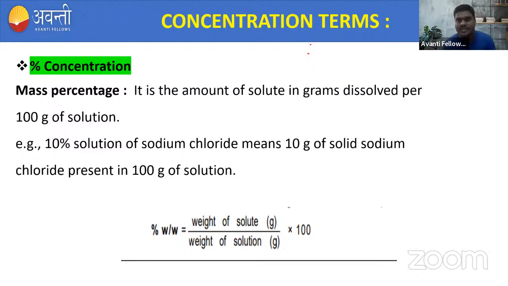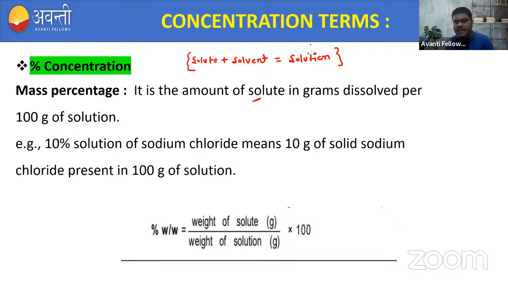It is also visible on the screen for everyone. What is mass percentage? It is the amount of solute in gram dissolved per 100 gram of the solution. This is the important thing. We know that solute plus solvent, right? One is solute and one is solvent. So solute and solvent is equal to what? Is equal to solution, right?